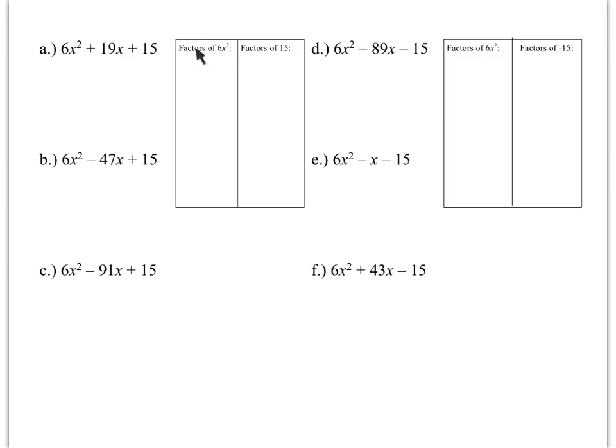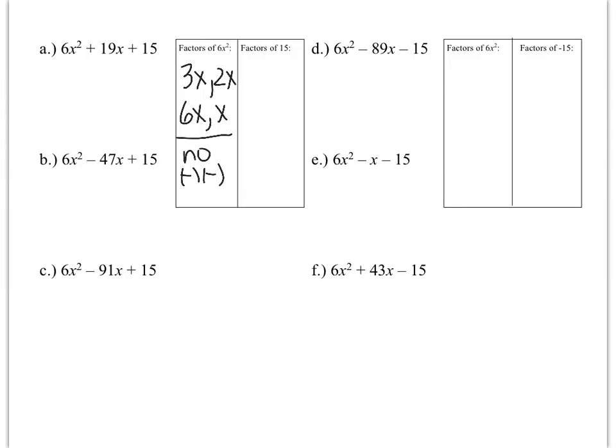So let's just go over here. Factors of 6x squared. What are all of our ways? Well, we can do 3x times 2x. Those can go together. We can do 6x and we can do x. The first term, we're never going to break those up into negatives. So no negative times a negative with the first term, okay?